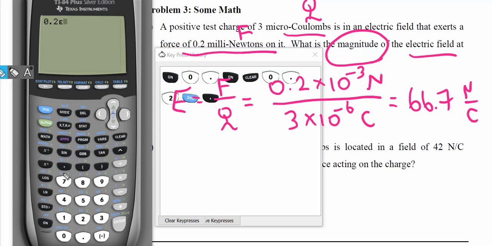That's capital E right here. I was able to access that by pushing the second button and then E. I'm going to put negative 3. Don't forget negative is different than a minus. And then 3e to the negative 6. And that's where I got my 66.7 from. I rounded to the nearest tenth in this case.